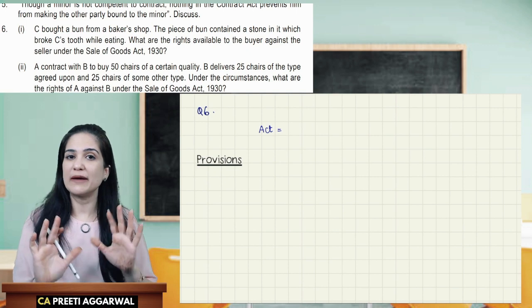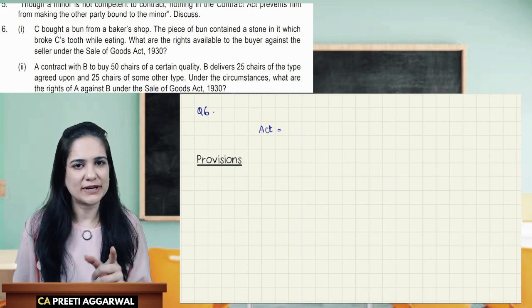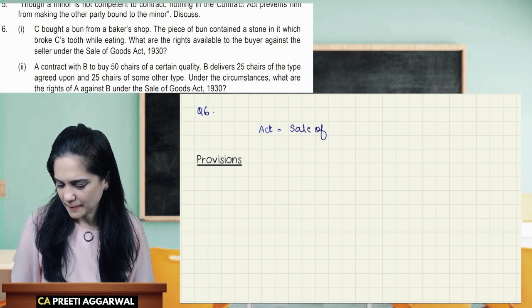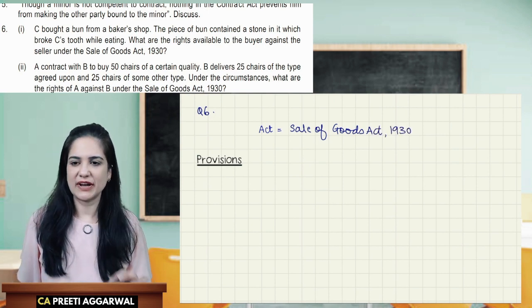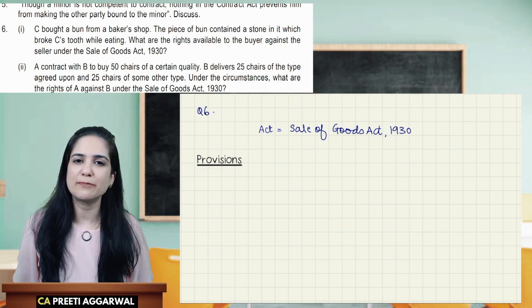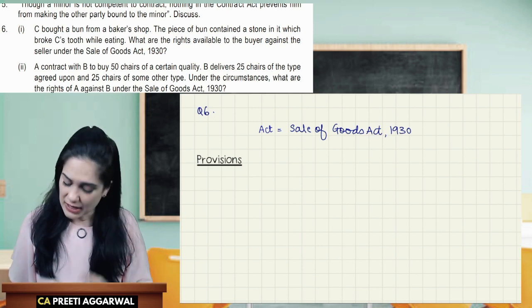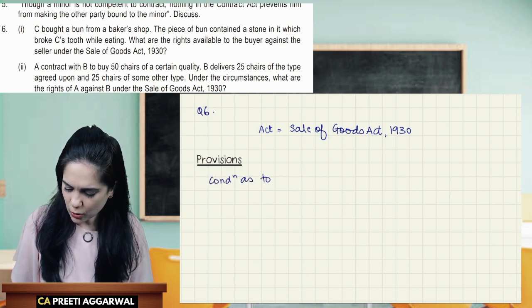Now, how will you frame the answer? The first thing that we write is the act to which it relates. So it relates to the Sale of Goods Act, 1930. Okay, so this relates to the Sale of Goods Act. What will you write in the provisions part? Now you tell. What will you write? Start thinking. Yes, you will explain condition as to wholesomeness.